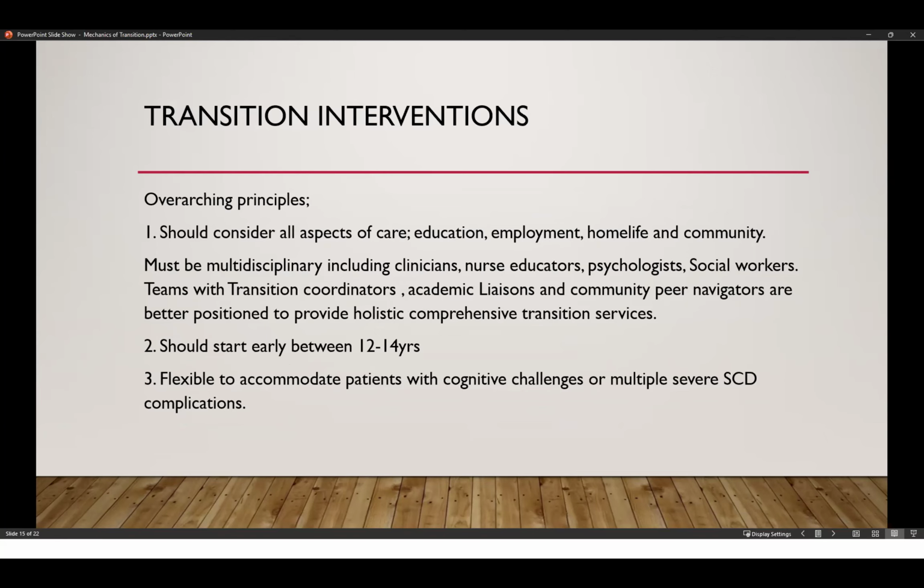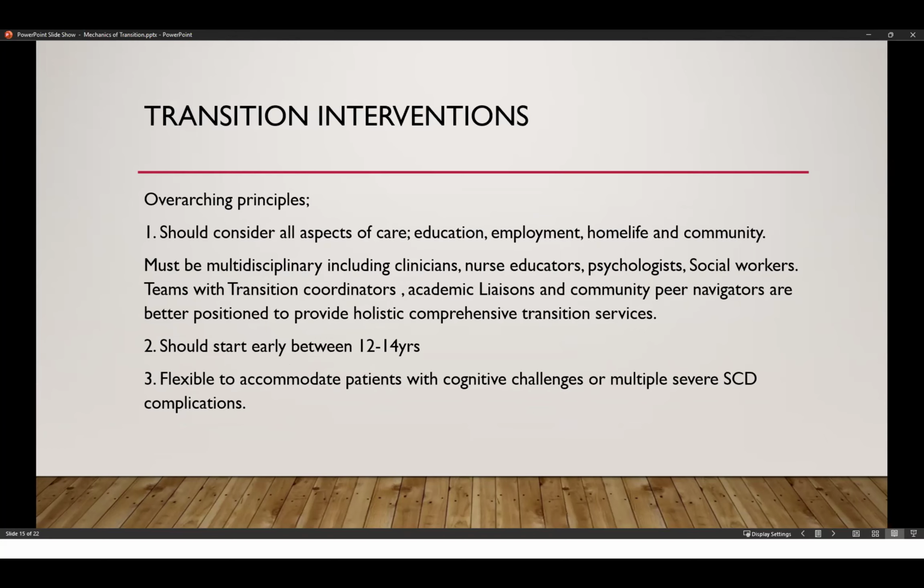So with all the barriers that we've identified, how do we transition? How do we provide things that can help transition successfully? How do we intervene? There are overarching principles that can help. One, we should consider all aspects of care when we are considering transition. So education, employment, home life, and community. How do we do this?